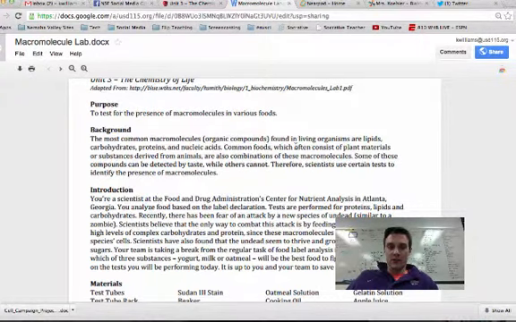Background. The most common macromolecules, organic compounds, found in living organisms are lipids, carbs, proteins, and nucleic acids. Common foods, which often consist of plant materials or substances from animals, are also combinations of these macromolecules. Some of these compounds can be detected by taste, while others cannot. A simple carbohydrate, like sugar, you can taste that. Alrighty. However, protein, not so much. Therefore, scientists use certain tests to identify the presence of macromolecules, and it's those tests that you'll be doing in class on Wednesday in this Macromolecule Lab.